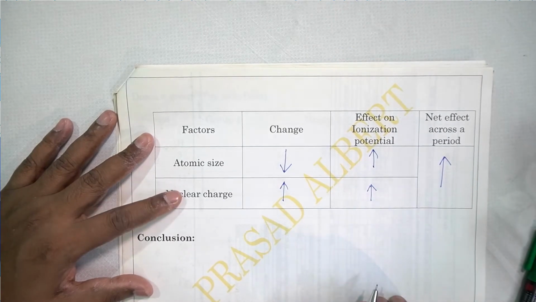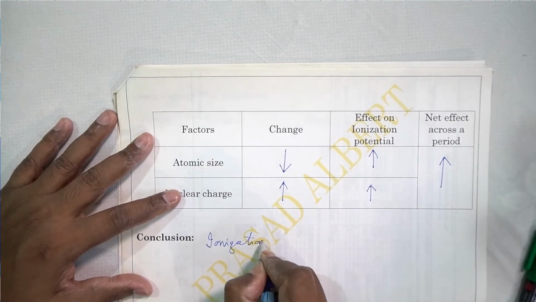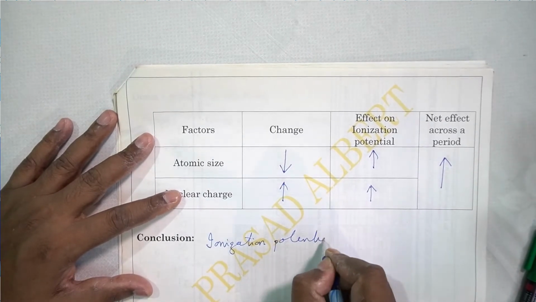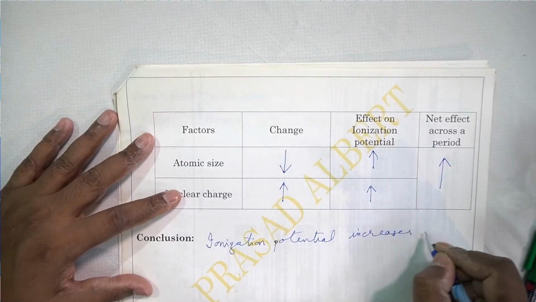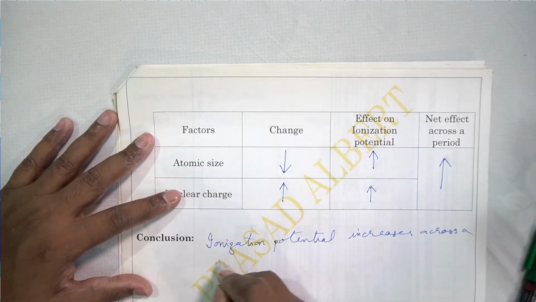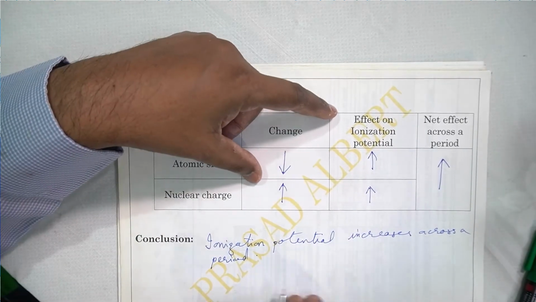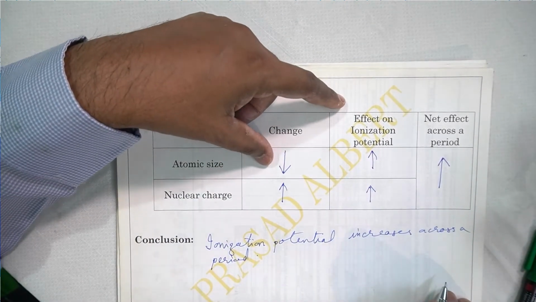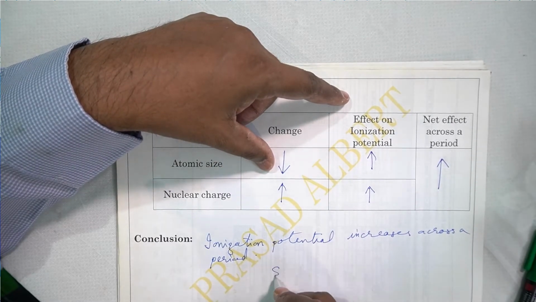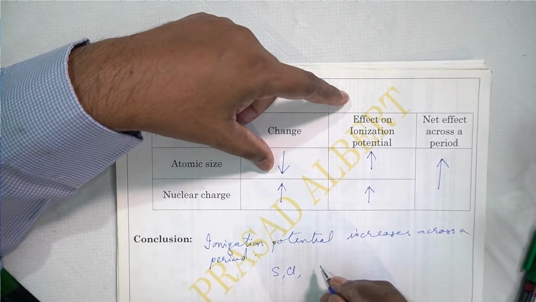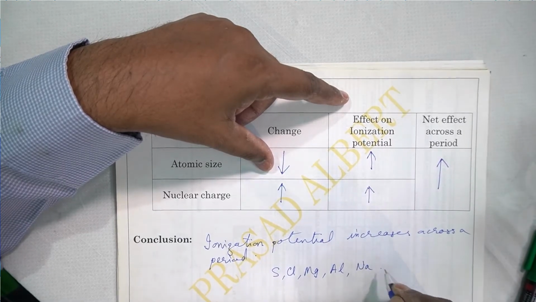So what do we conclude in this? The conclusion is ionization potential increases across a period. Okay, so if we see the elements from left to right, let us take some elements from period 3. Maybe we can take sulfur, chlorine, magnesium, aluminium, and sodium, Na. So we have these elements.